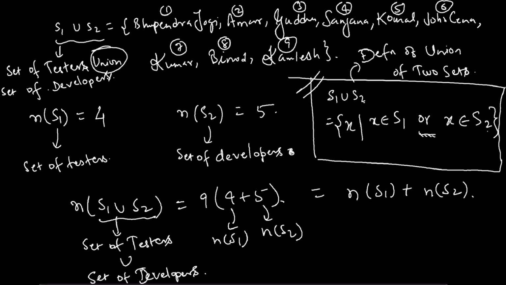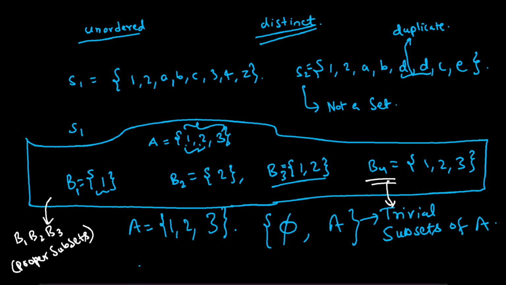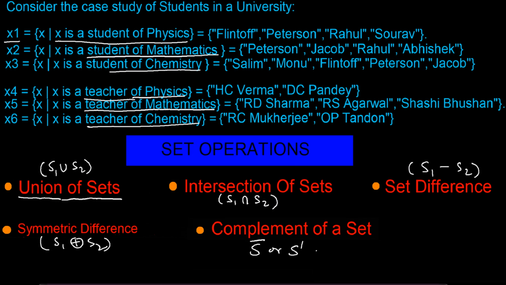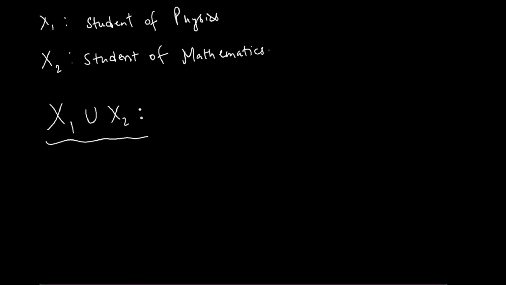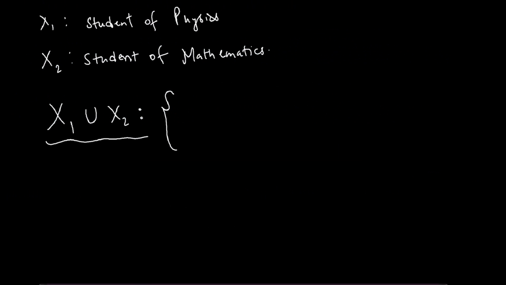So this is one example that I have taken from the case study of the MNC. Let's take the union from this university case study also, let's say X1 union X2. Whatever is in physics will be in X1 union X2, and all of the mathematics students will also be in X1 union X2. So let me write it.